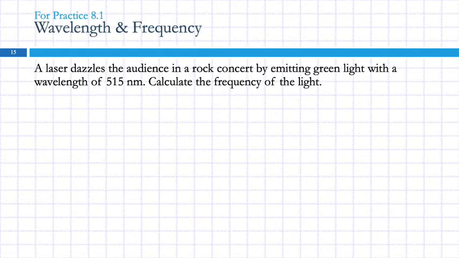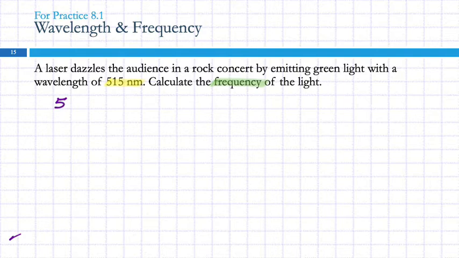So there are calculations we can do relating wavelength and frequency. Here, a laser dazzles the audience in a rock concert by emitting green light with a wavelength of 515 nanometers. Calculate the frequency of the light. So we're going to treat this like any other problem. We're going to highlight the numbers, and we're going to highlight the question: what is the frequency?